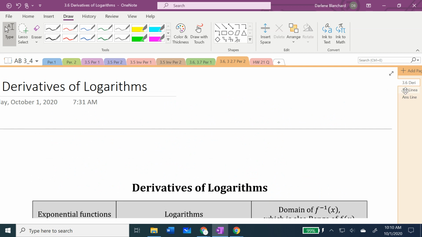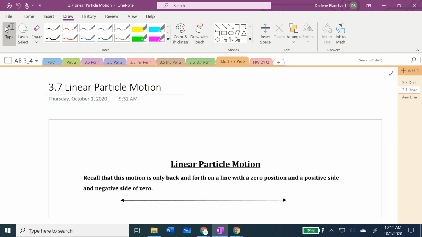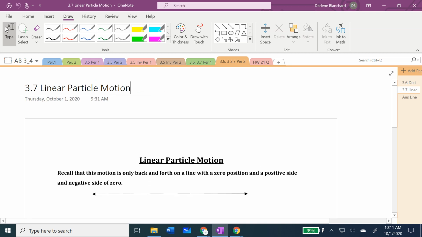Now, next thing is, in section 3.7, they go through a lot of applications. With an AP class and limited time, I'm only going to do the linear particle motion aspect, or part of that. Some of you might find it interesting if you read over section 3.7 to see a variety of applications in a variety of scientific fields. But we're going to focus on this. We've talked about particle motion a little bit already, and now we're going to add to that.